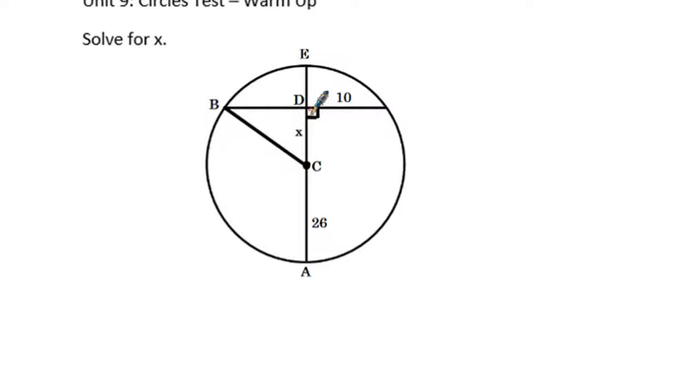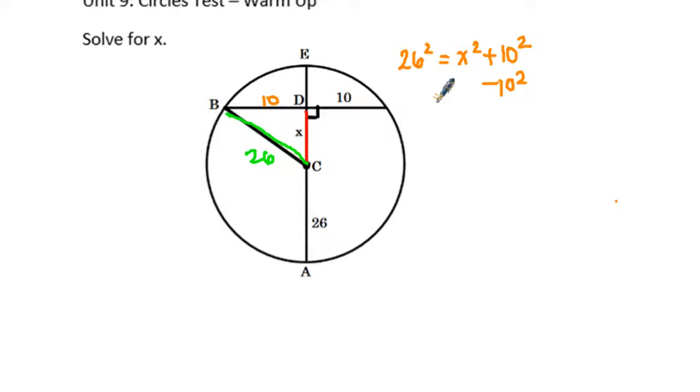Let's get started. Here we are asked to solve for x, and that's the segment here. We do know that the radius is 26, so this guy is 26. Because of the diameter that is perpendicular to this chord, we know that this is 10. So then we use the Pythagorean theorem to solve for x.